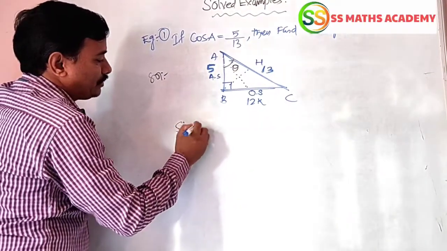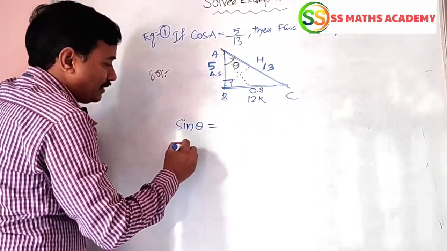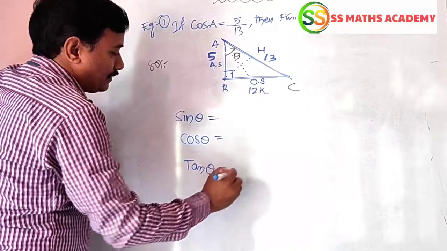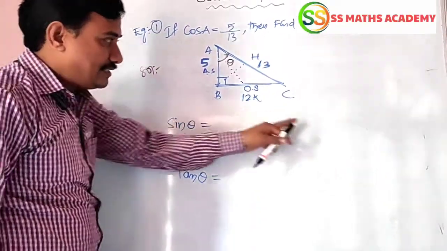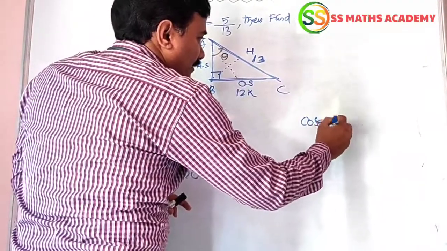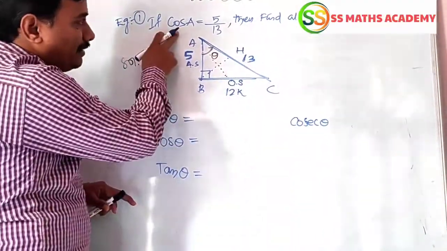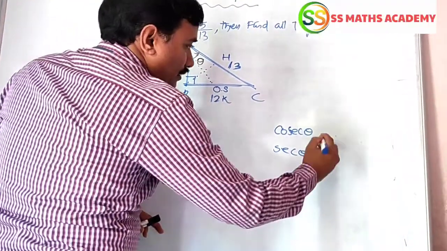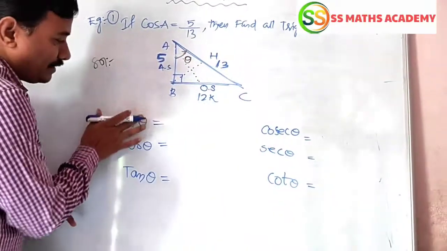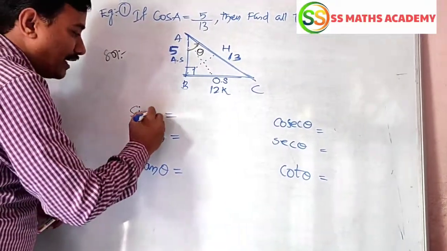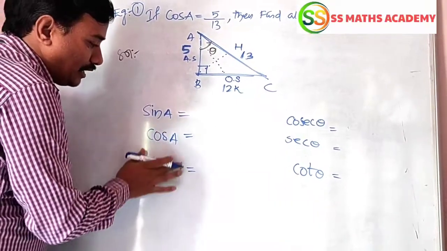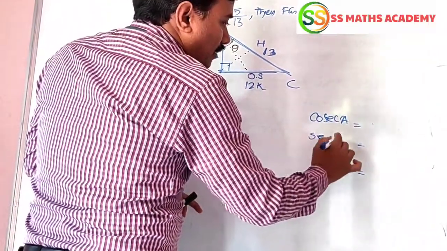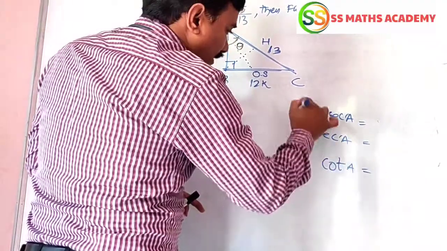What are the remaining trigonometric ratios? Sin theta, next cos theta, next tan theta. Its reciprocal is cosec theta. Cos theta is already given, its reciprocal is secant theta. Tan theta's reciprocal is cot theta. Dear viewers, here instead of theta you have to substitute A, because the acute angle is at A only. So tan A, cos A, sec A, cosec A, and cot A. We have to derive them in a very easy manner.